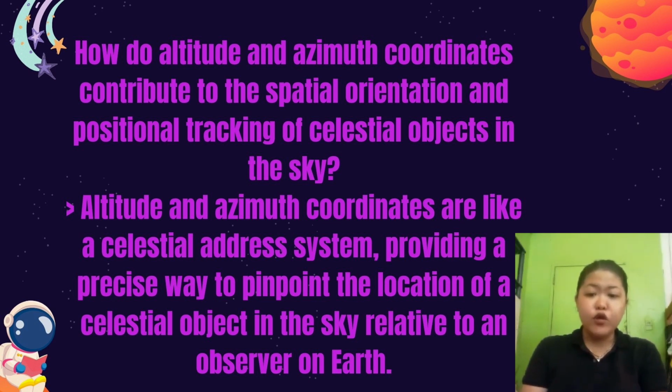So the azimuth, picture a compass. So azimuth measures the angle between north and the projection of the celestial object onto the horizon. It tells you the object's direction from north. So ang tabang sa azimuth is makaingon siya kung unsa ang direksyon sa object nga gikan sa north.